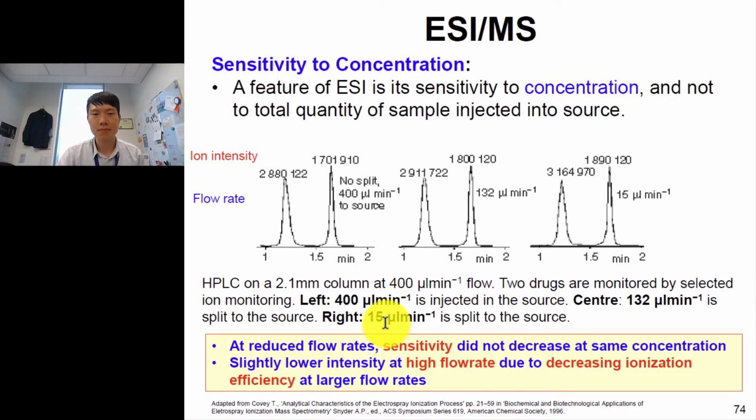What do you see? This is another possible question you'll be asked. In terms of the splitting, the distance between. You notice first that the time taken is the same. There's no difference between the time taken for them to elute. Number two is the increment of the signals, just marginally. So of course you can see that by reducing this flow rate, we do have a slight increment in the ion intensity. And at reduced flow rate, the sensitivity did not decrease at the same concentration.